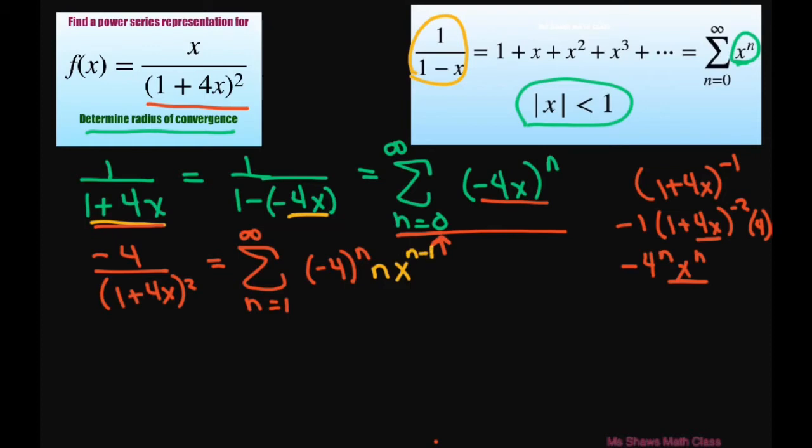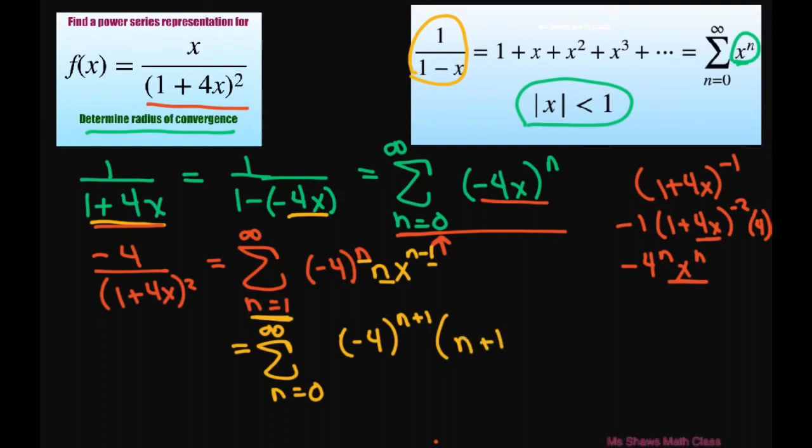So now that we have that, I want to take this back down to 0. So I'm going to rewrite this as the sum from n equals 0 to infinity. So if I take this back down to 1, I have to add 1 to these n's. That's going to give me negative 4 to the power of n plus 1 times n plus 1 times x to the power of n. All right, so that's what we have here.